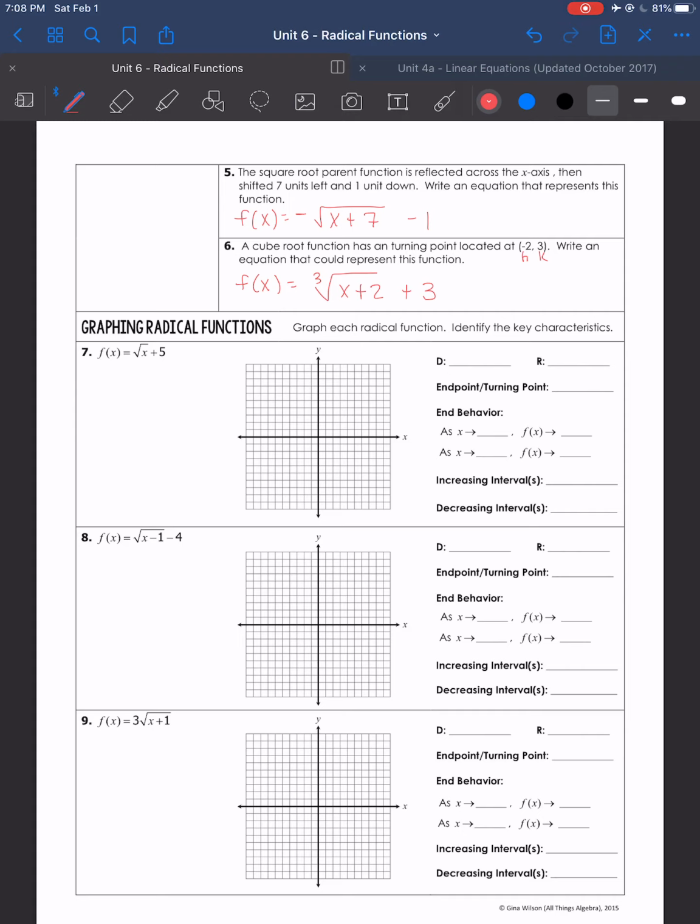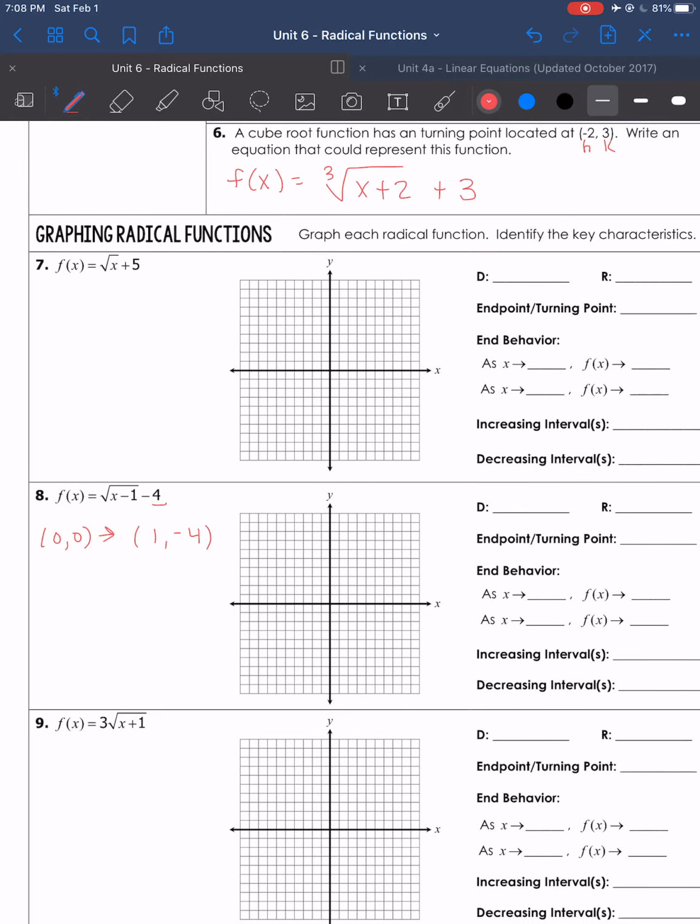I'm going to do 8 here, since I did both of those. So let's talk about our transformations. So this negative 4 is going to take it down 4. Usually I start at 0, 0. But that's going to shift it to 1, negative 4.